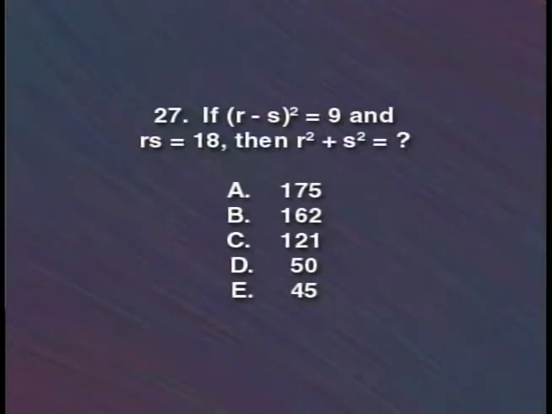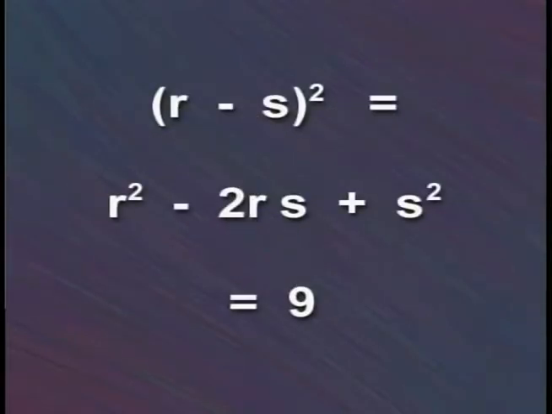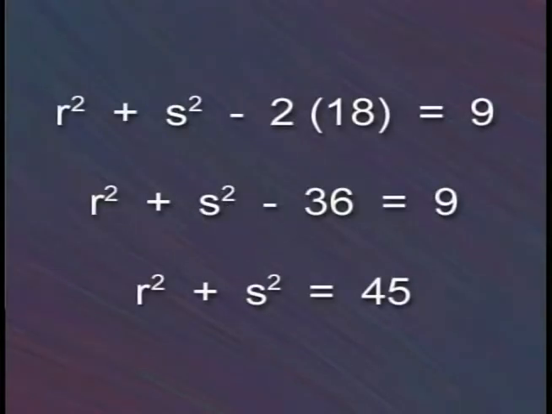We can work this problem two ways. First, let's expand the expression (r minus s) squared. The expanded form is r squared minus 2rs plus s squared equals 9. From the problem, we know that r times s equals 18, so let's substitute. Now we have r squared plus s squared minus 2 times 18 equals 9. Well, 2 times 18 is 36. Adding this to both sides gives the answer. R squared plus s squared equals 45.